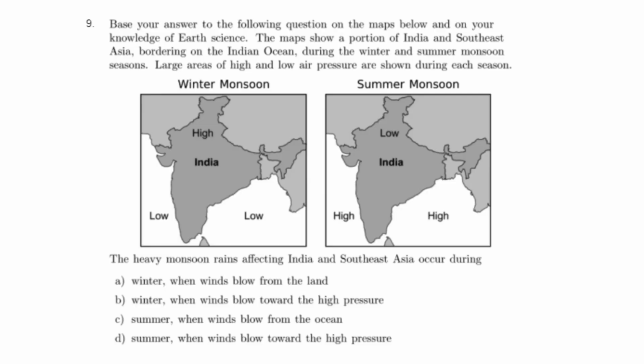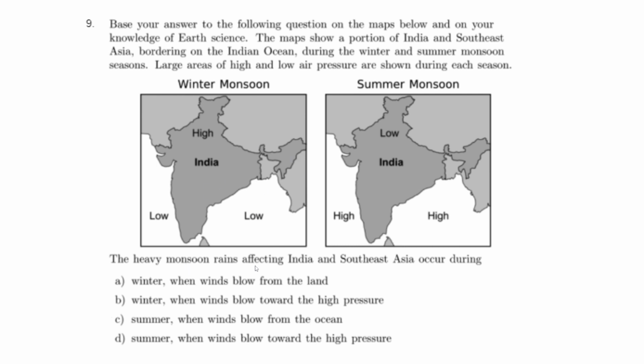So let's try number 9. Pause this video and give it a try. Try 9 and 10 and then check this video. Base your answers to the following question on the maps below and on your knowledge of earth science. The maps show a portion of India and Southeast Asia bordering on the Indian Ocean during the winter and summer monsoon seasons. Large areas of high and low pressure areas are shown during each season. So we have winter monsoon here, we have summer monsoon here. Remember, monsoon is just seasonal winds, right? The winds are changing depending on the season.